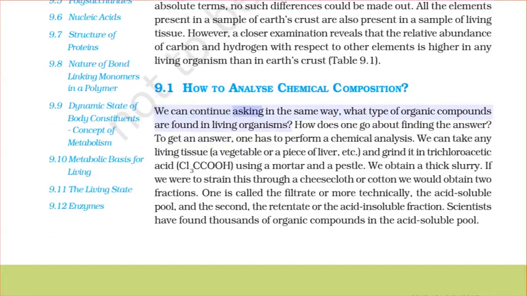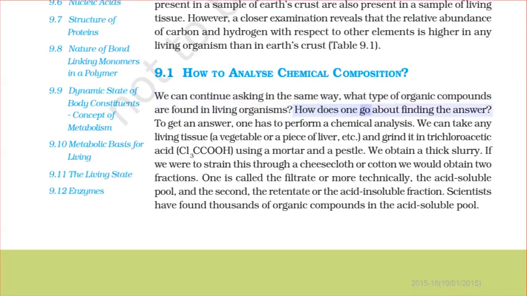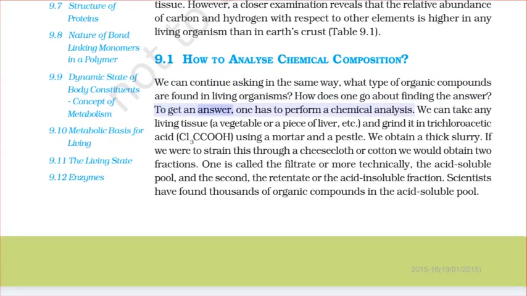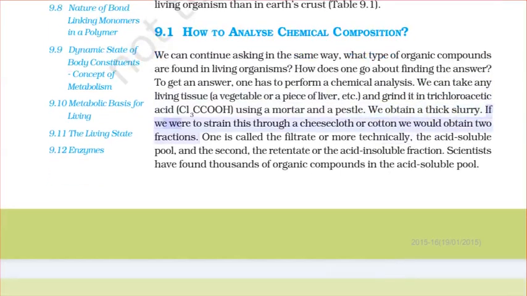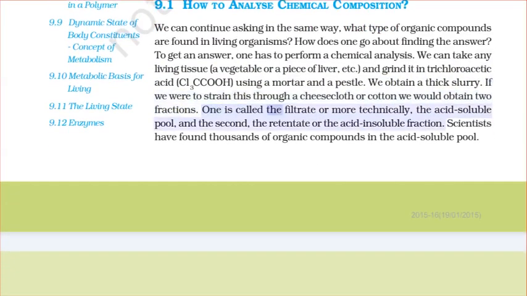We can continue asking in the same way, what type of organic compounds are found in living organisms? How does one go about finding the answer? To get an answer, one has to perform a chemical analysis. We can take any living tissue, a vegetable or a piece of liver, etc., and grind it in trichloroacetic acid, Cl3CCOOH, using a mortar and a pestle. We obtain a thick slurry. If we were to strain this through a cheesecloth or cotton, we would obtain two fractions. One is called the filtrate, or more technically, the acid-soluble pool, and the second, the retentate, or the acid-insoluble fraction.